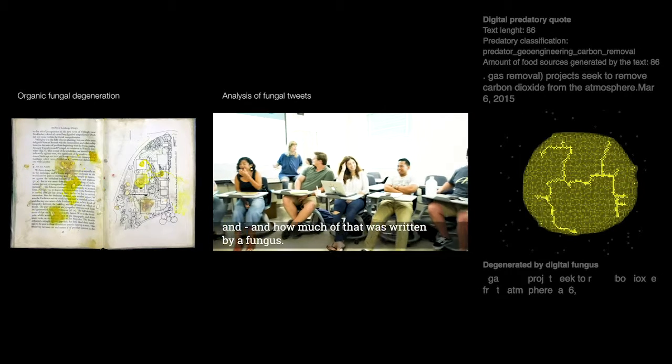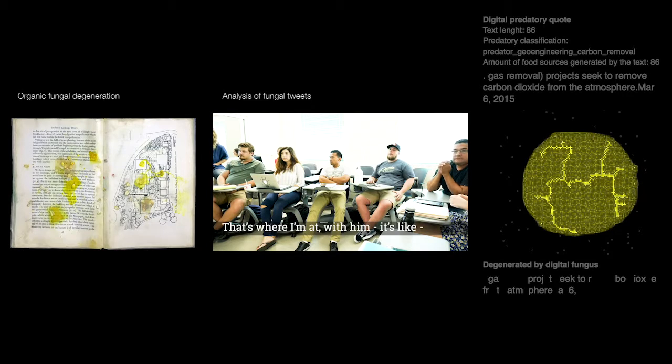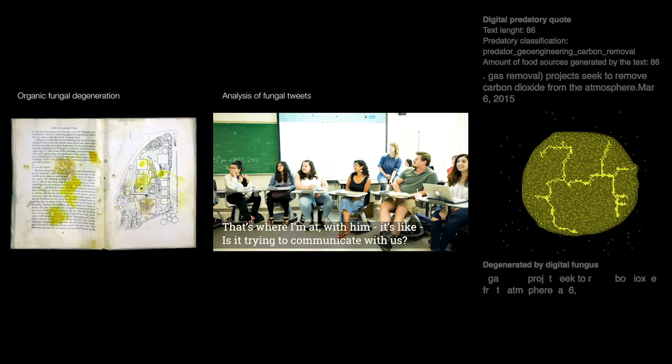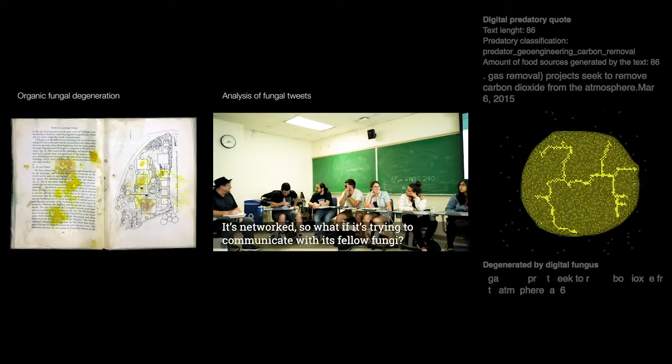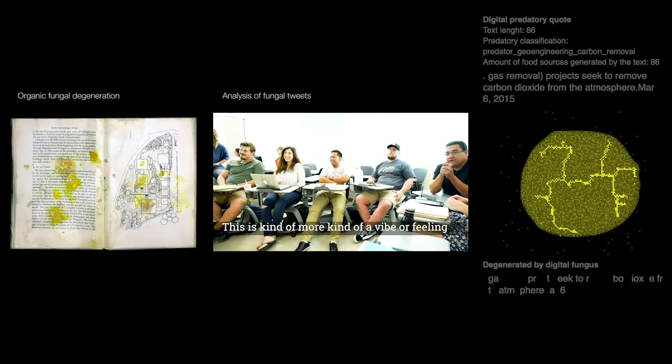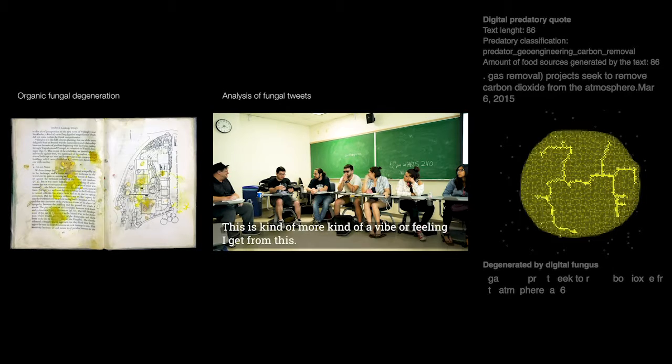And how much of that was written by... Yeah. That's where I'm at, where it's like, is it trying to communicate with us? Is it learning? It's a network. So what if it's trying to communicate with its fellow fungi?